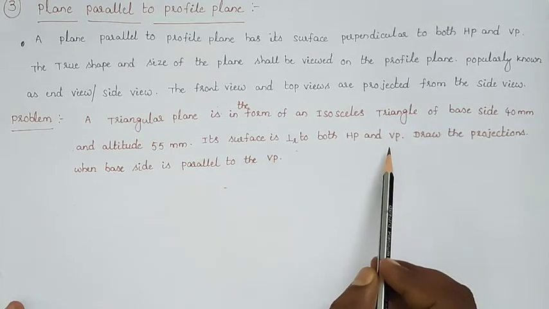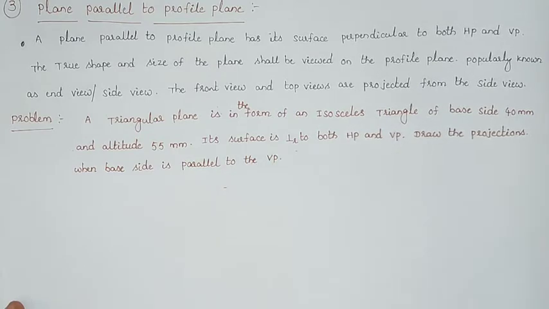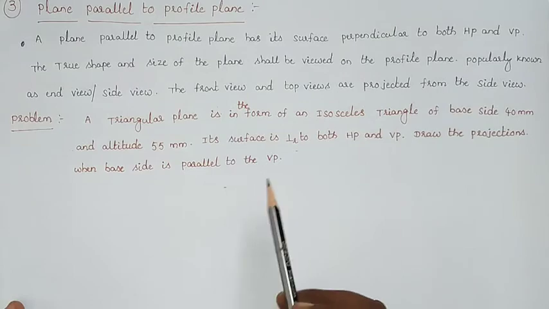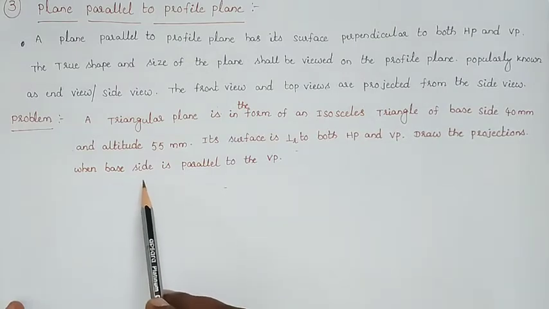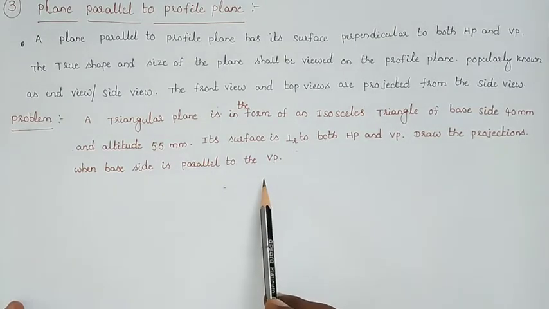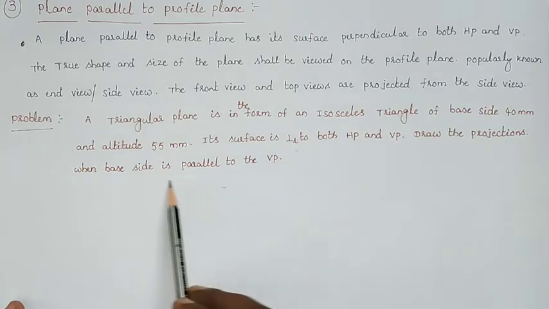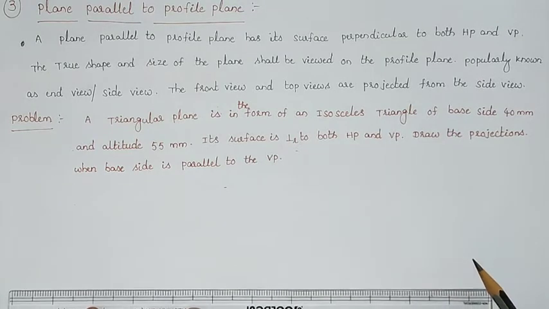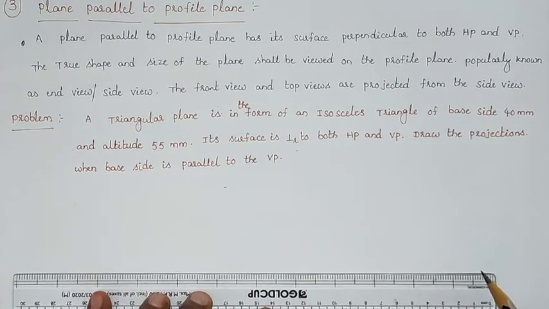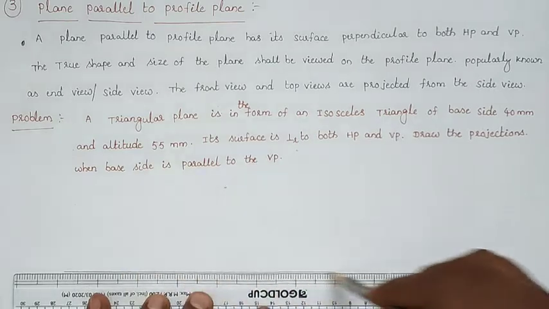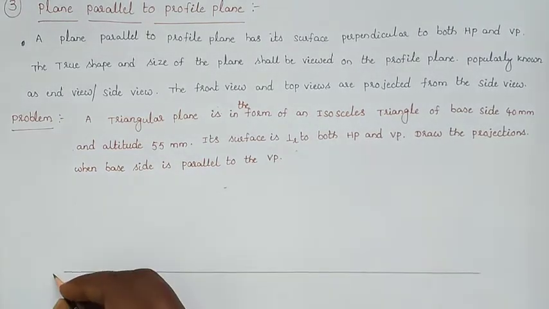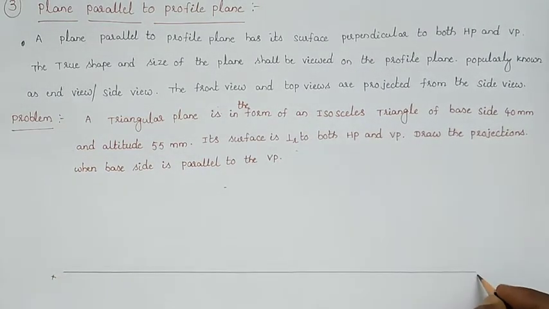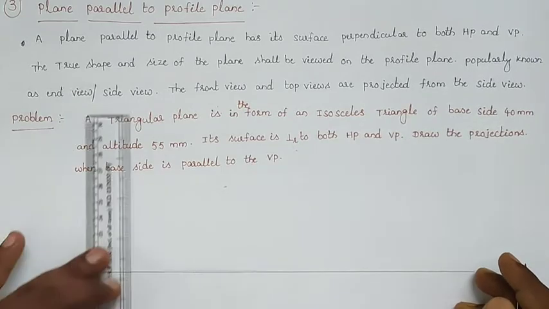So the surface is perpendicular to both HP and VP, so we will draw the side view. For drawing the side view, they are giving the base side parallel to the VP. So with respect to the horizontal plane, the base side is perpendicular to the VP. Okay, so we will construct the side view of our diagram. First of all, draw the reference line. Either you can draw the left side view or right side view.